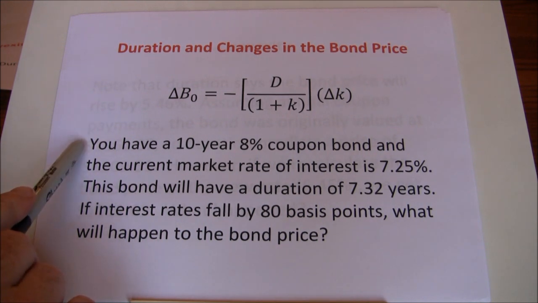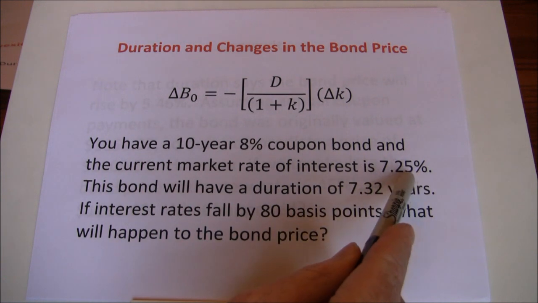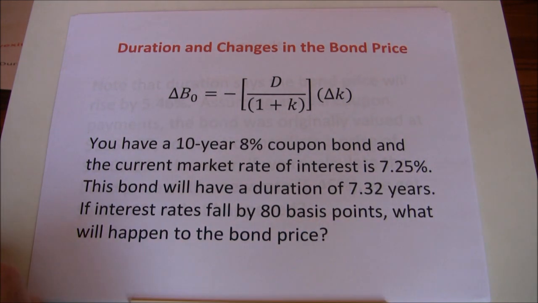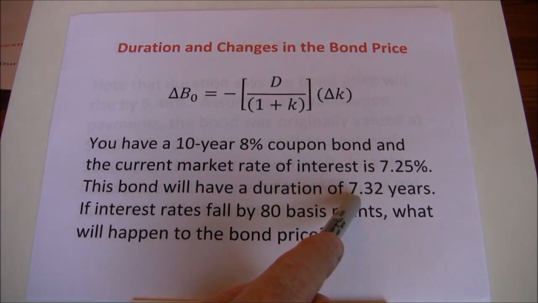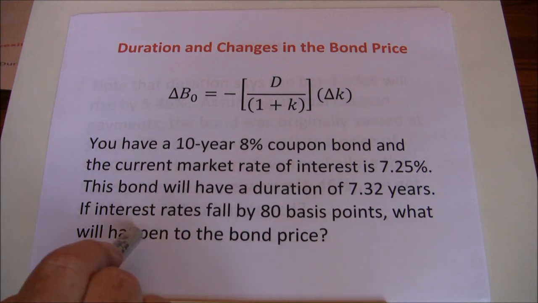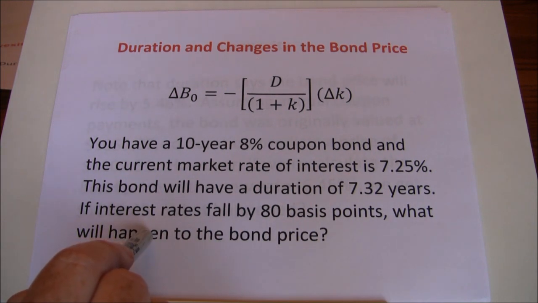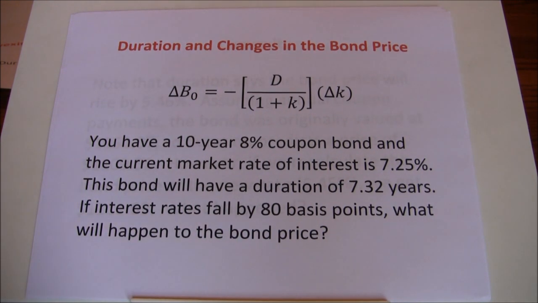You have a 10-year 8% coupon bond. Current market rate of interest is 7.25%. Now, in this video, to save a little bit of time, it's already a rather long video, I don't want to calculate duration, so I already did that and just provided the value. So duration is given as 7.32 years. If interest rates fall by 80 basis points, what will happen to the bond price? So let's go ahead and walk through that.